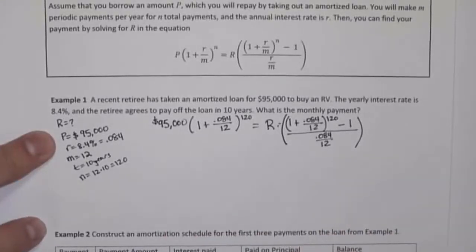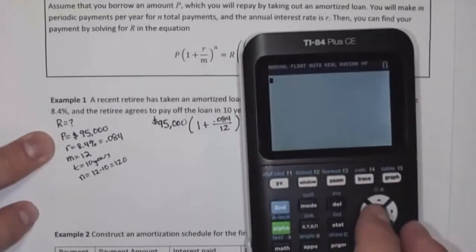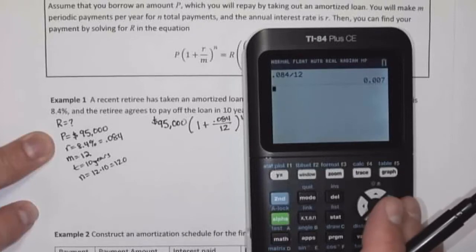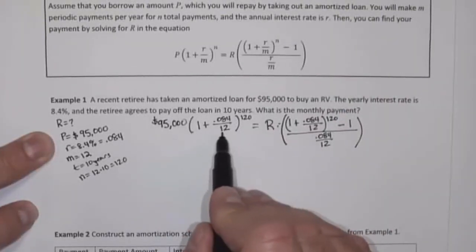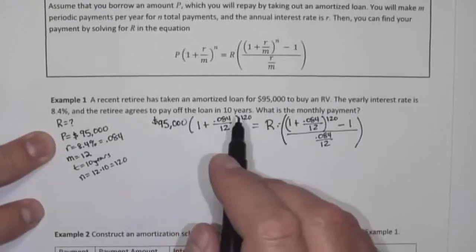We just have to figure out what those two numbers are. So cleaning up both sides a little bit, let's figure out what 0.084 divided by 12 is. 0.084 divided by 12 is 0.007. So this right here is 0.007, and so 1 plus 0.007 is going to be 1.007.